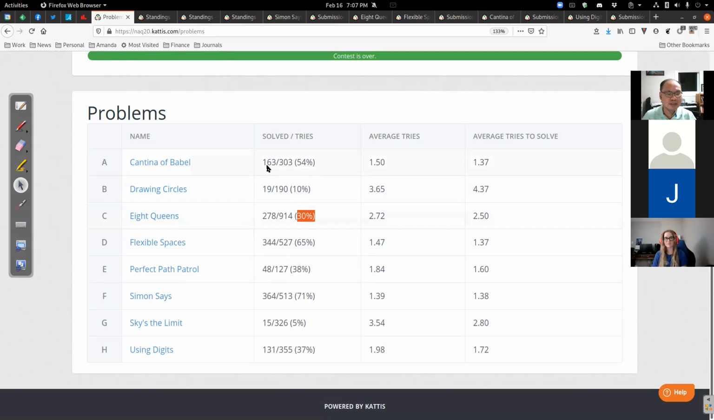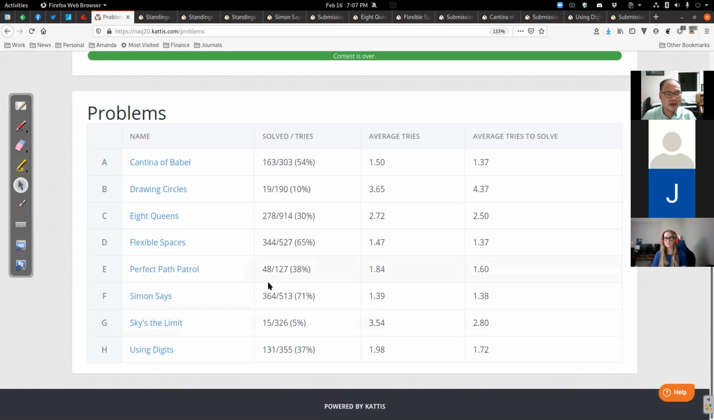And then Cantina and using digits each have about 100 and some, 130, 160. And then there's a huge drop off, right? This is 48 and the other ones only have 19 and 15 correct submissions.